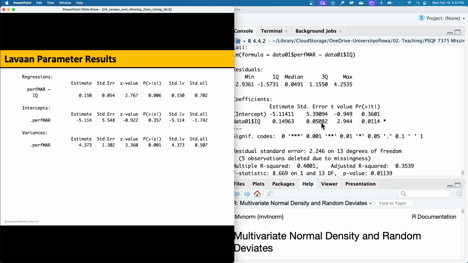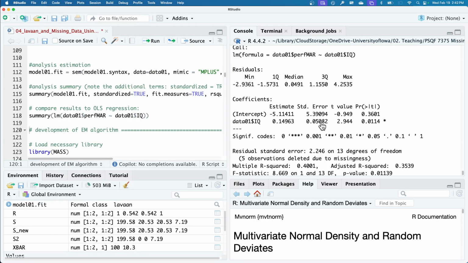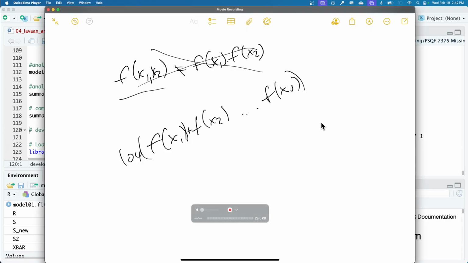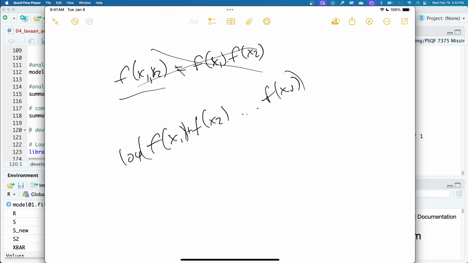Let me start. In a typical OLS regression, who wants some more matrices? I see the eye roll. It's cool. I like it.